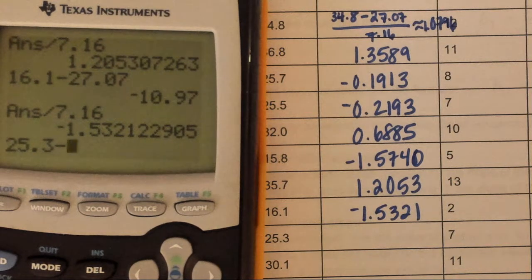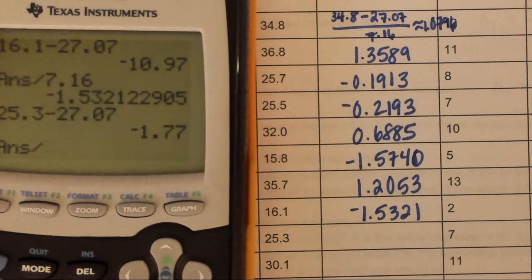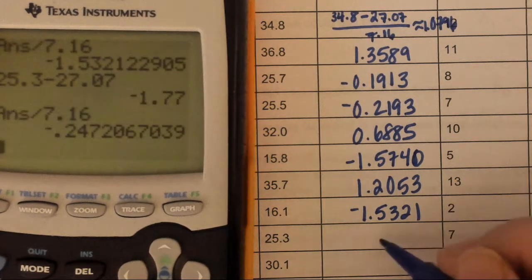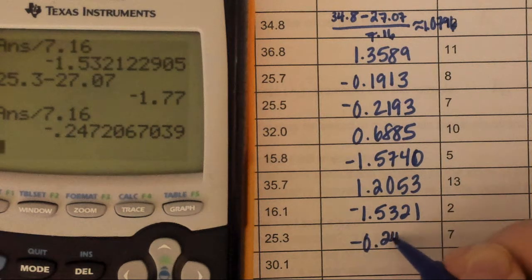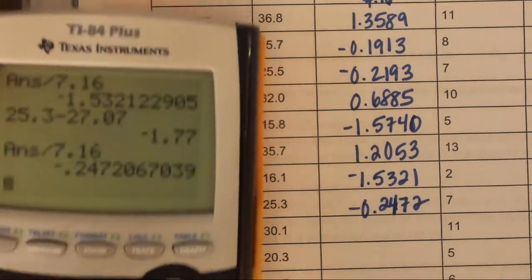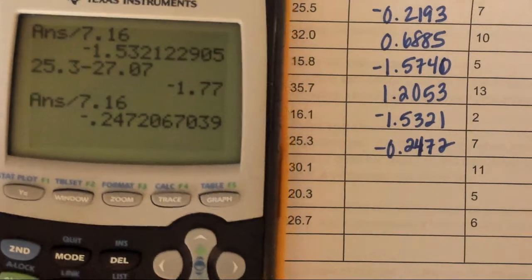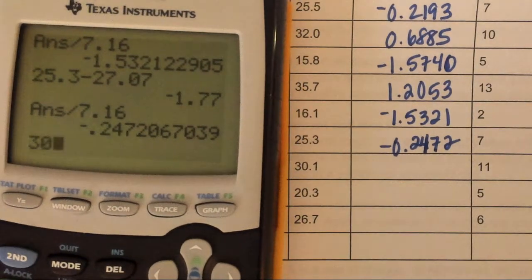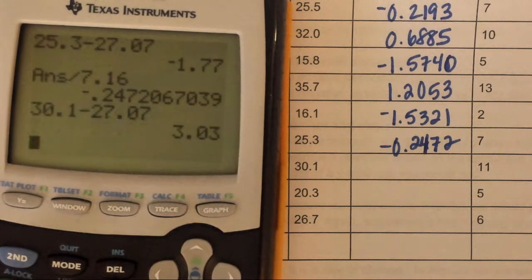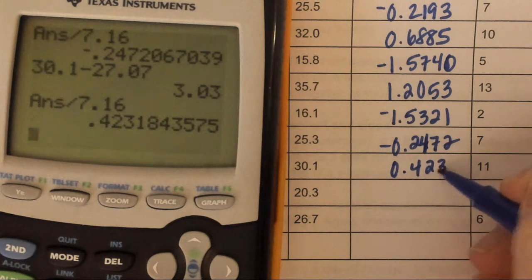25.3 minus 27.07 divided by 7.16. And we get negative 0.2472. Next one down is 30.1. So 30.1 minus 27.07 divided by 7.16. We get 0.4232.